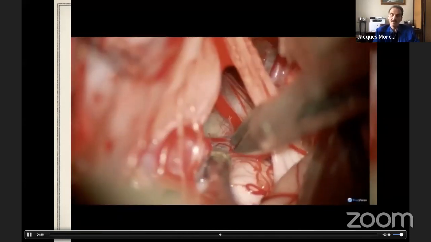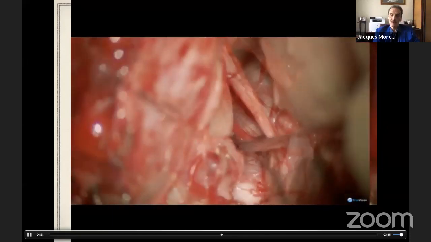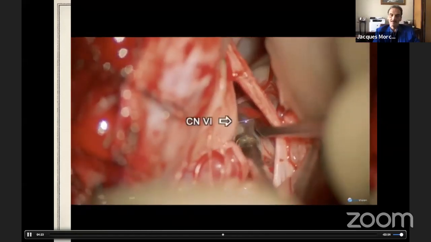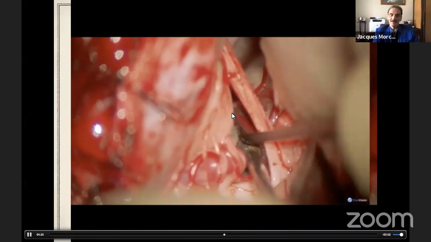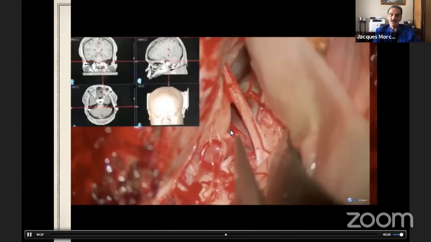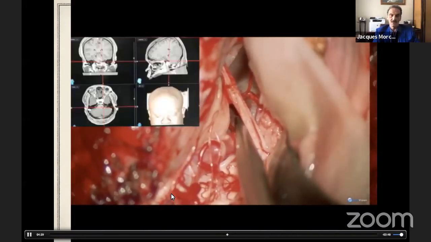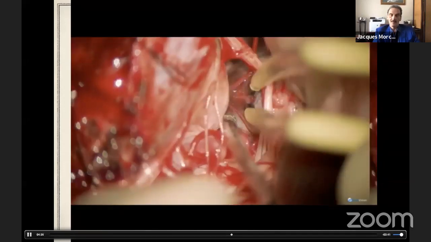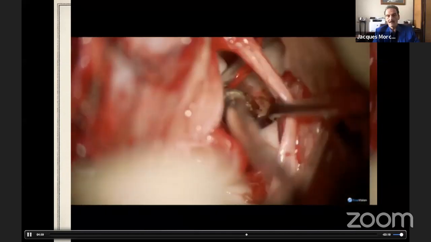Confirm the sixth nerve. Eventually, the origin of cranial nerve 6 comes into view, marking the lateral border of the pyramids and the medial border. Here is the sixth nerve. Here is the navigation, confirming our location. Here is a cavernoma right there. And we will remove it.